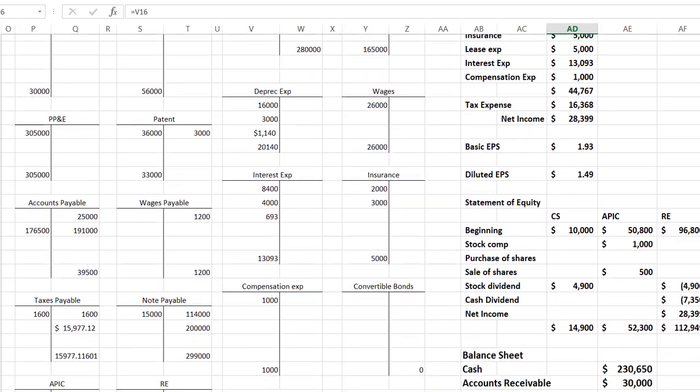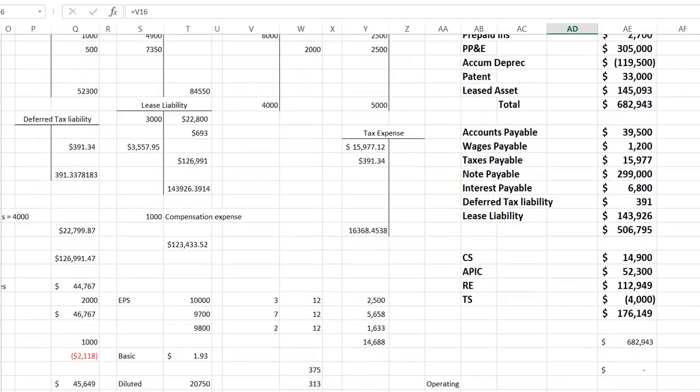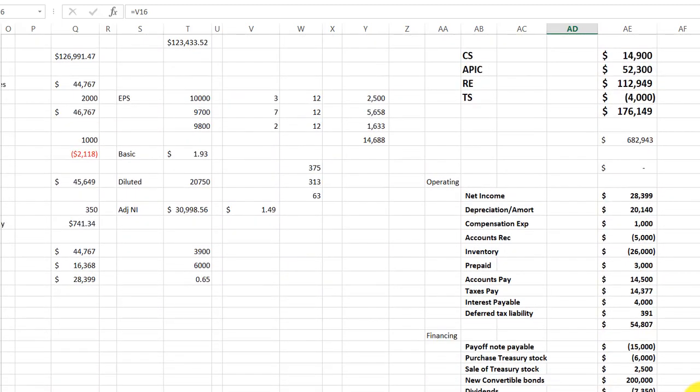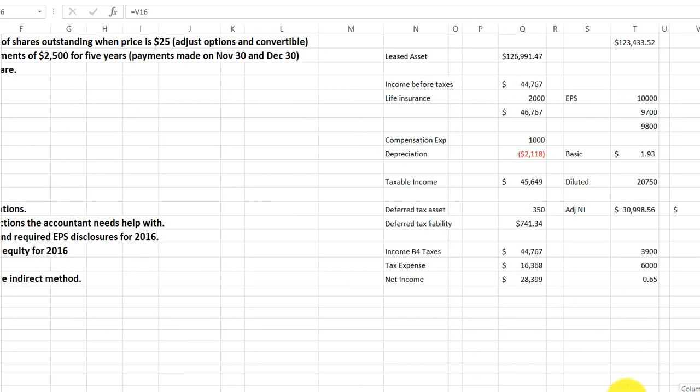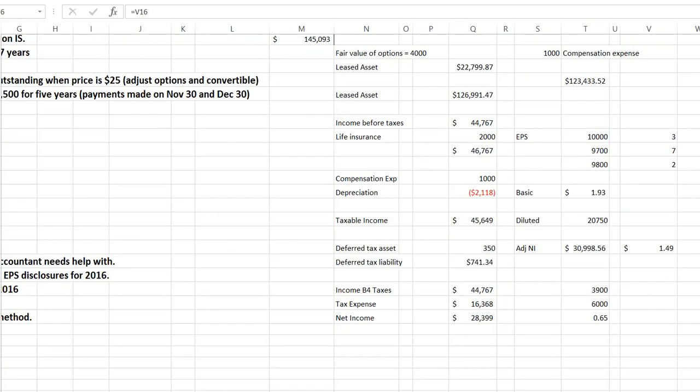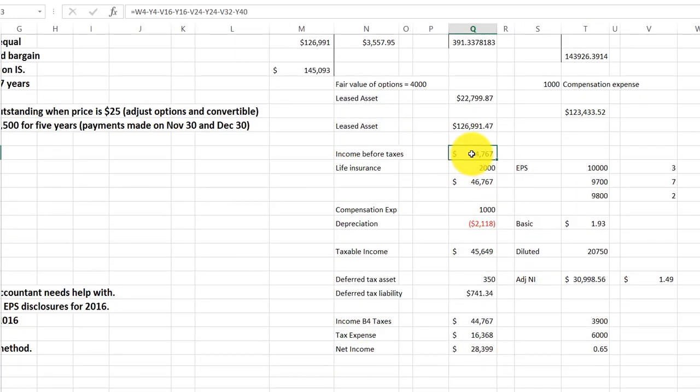So we then have to look at our tax expense, and we go back to the week that we learned about taxes and deferred taxes. We start with income before taxes. We have one permanent difference, life insurance, adding it in. That's $46,767. Then we have two temporary differences, compensation expense and depreciation.